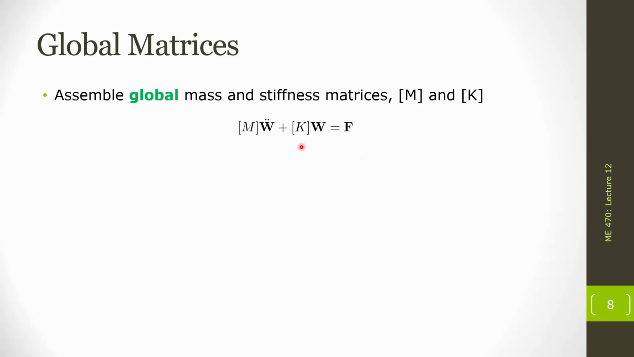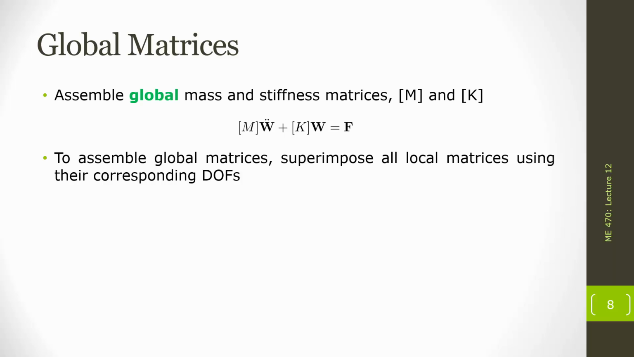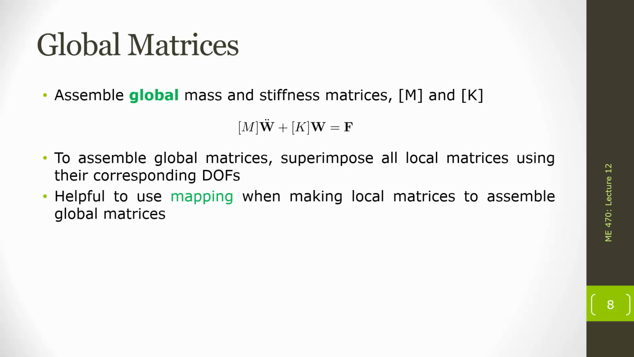And in general, since we're going to be ignoring damping once again, we're going to have Mw double dot plus Kw equals F. Now, we're going to concentrate on autonomous systems, so for this course, our right-hand side is just going to be the zero vector. We're not going to have forcing applied to our system. But we still need to assemble the matrices the same way, superimposing all of the local matrices onto their corresponding degrees of freedom. And here it's going to be even more useful to use that mapping of knowing what degrees of freedom are attached to which element and the order that they're going to be attached, so we know what rows and columns to superimpose the local matrices into the global system.